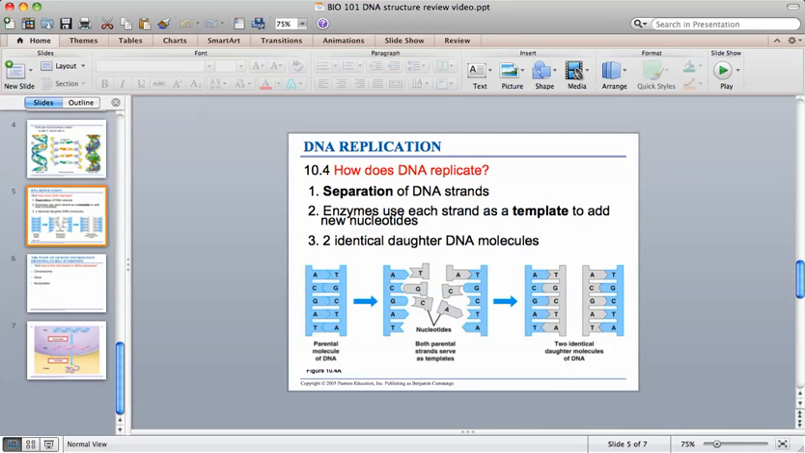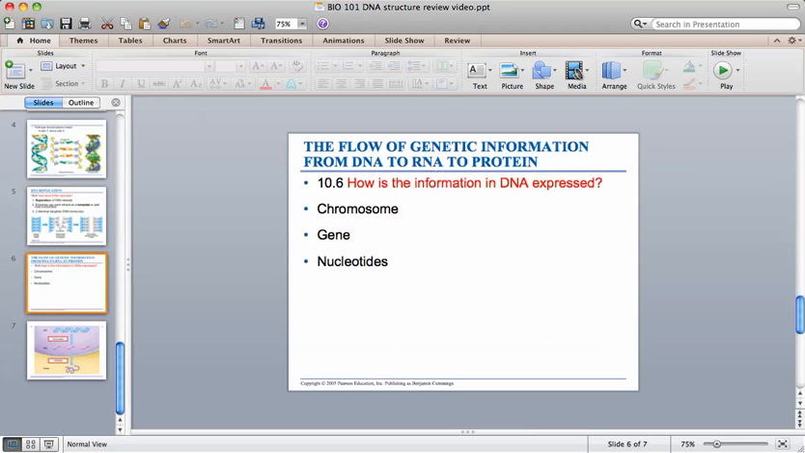And then during the replication process, the new nucleotides are brought in by an enzyme. So if the enzyme sees an A, it'll bring in a T. If it sees a G, it'll bring in a C, and so on and so forth, until we have two identical molecules at the very end of the process. So that really is just a general overview of the replication process and the structure of DNA itself.